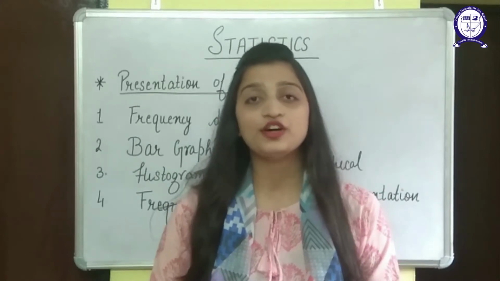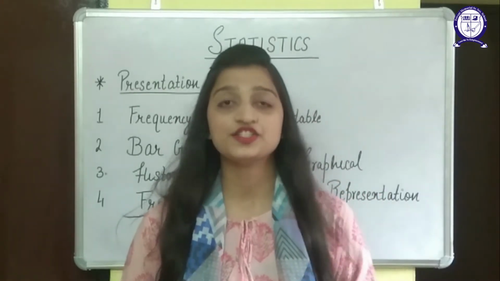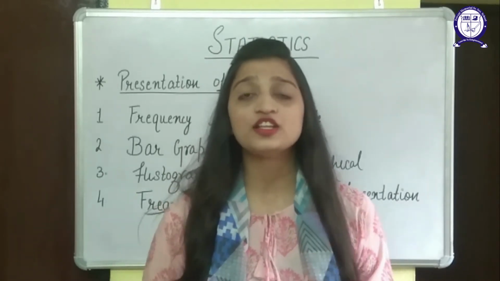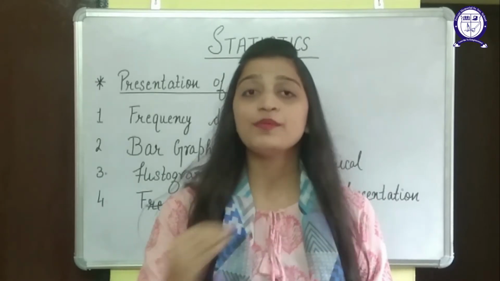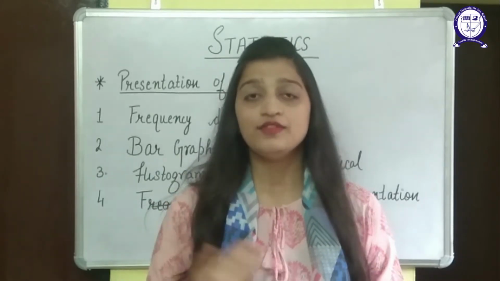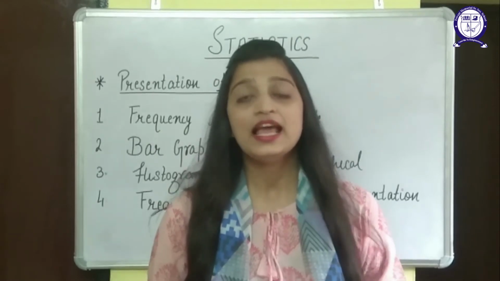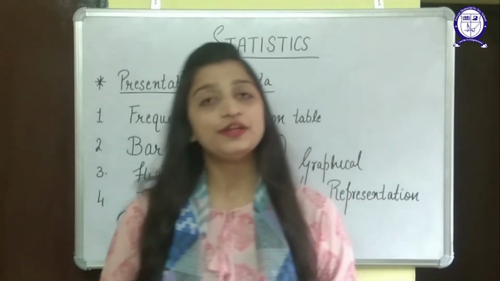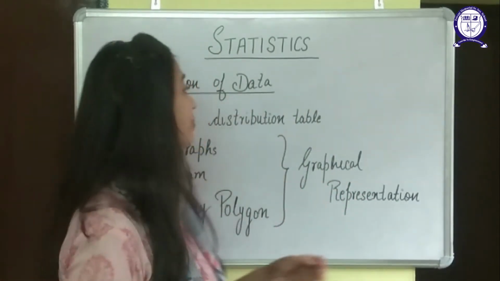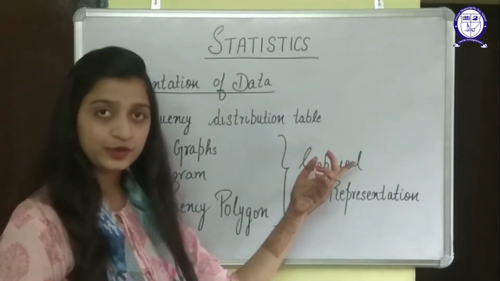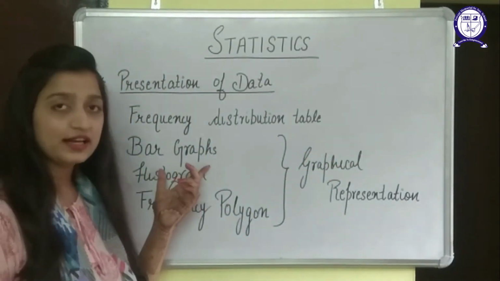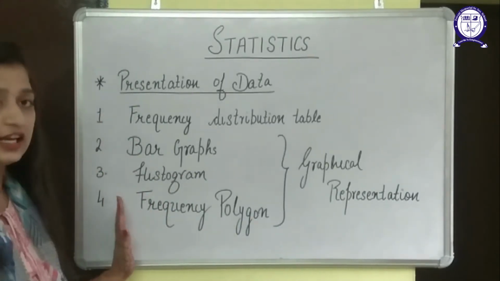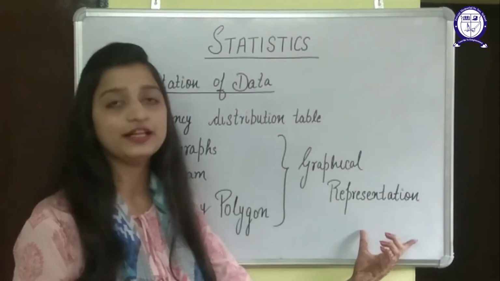Now, in this chapter, we are going to learn about presentation of data. The data collected should be presented in such a way that it looks good, so that information can easily be interpreted. We can derive the information very easily and it also looks good to the eyes of the viewer. Now there are different methods of presentation of data. The first one is the frequency distribution table, the second one is bar graph, histogram and frequency polygon. Now these three come under the category of graphical representation.